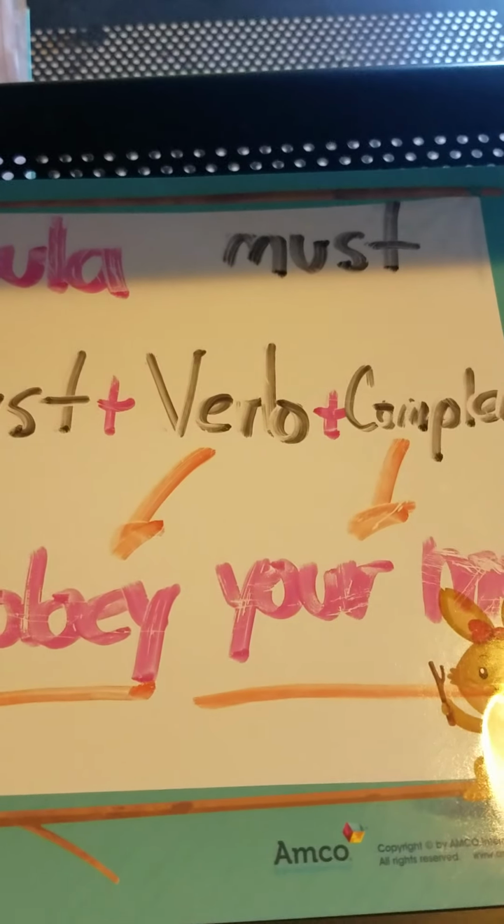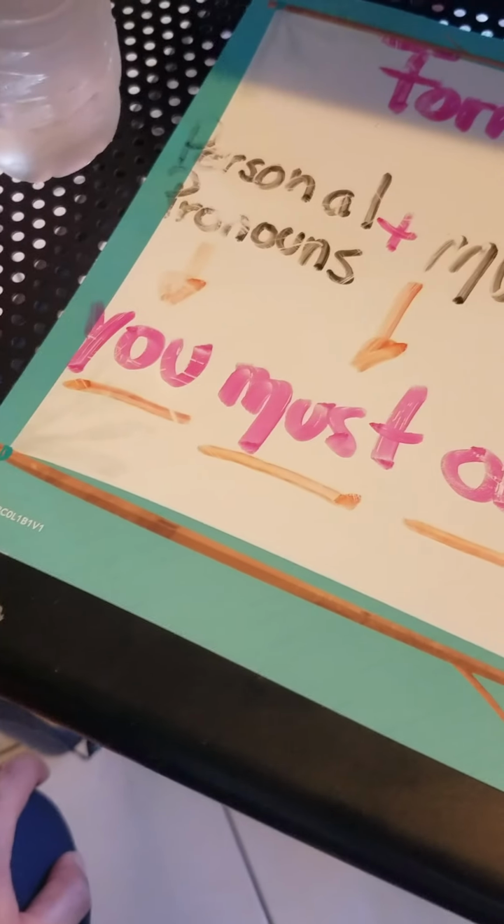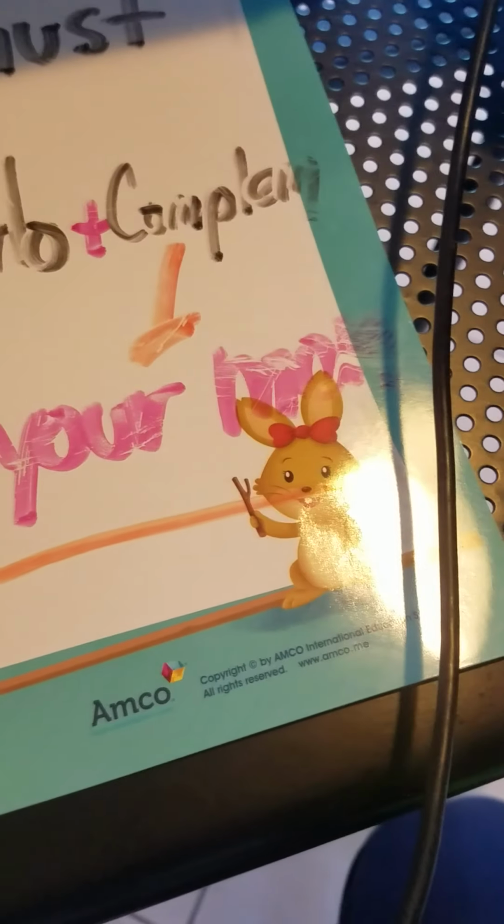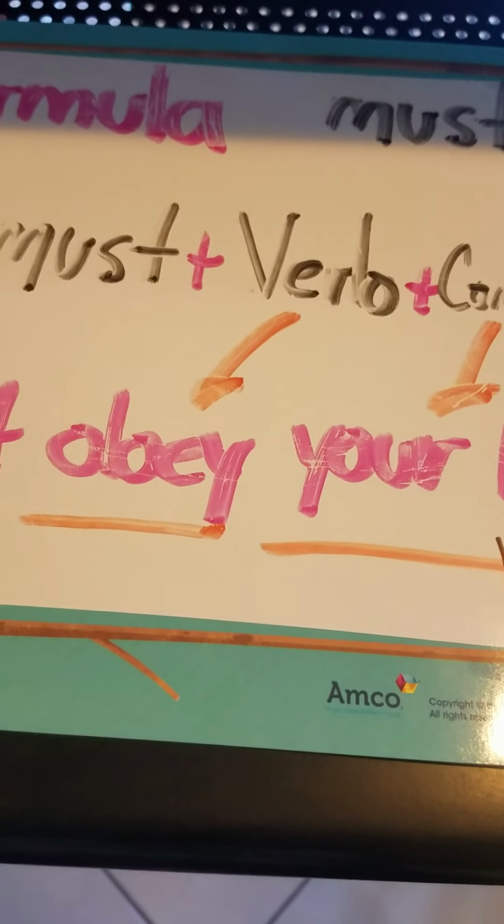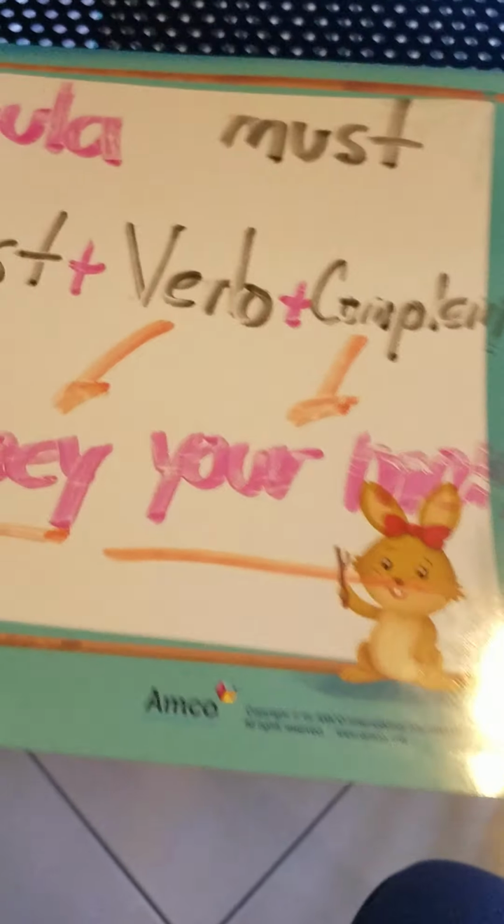Also, guys, I also wrote this one, the formula for must. Obligation. Do it. Personal pronoun, you. Must, the same. Verb, obey. Complement, your mom. Verb in present tense. You must obey your mom. You must obey your dad. You must obey your teacher. Obligation. You must take your books. You must respect your grandparents. Okay.